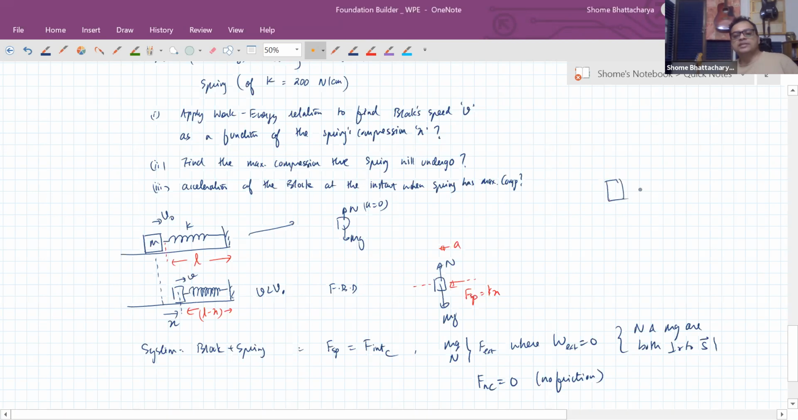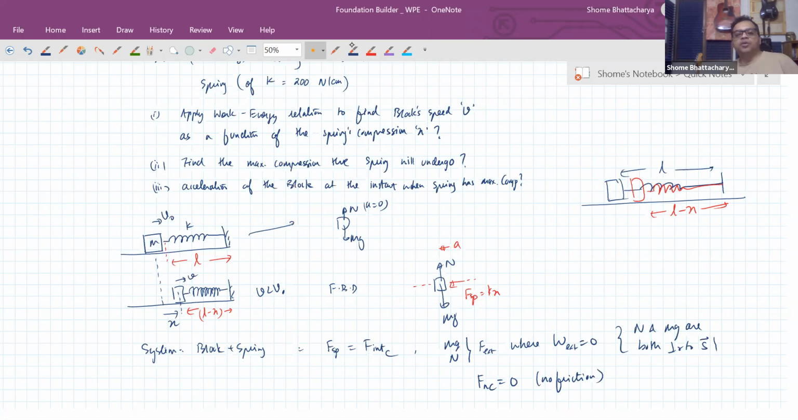See, this was the natural length position when the block was just about touching the spring. So from here, if the block has moved up to here, the spring has got compressed by that much only. Now this has become L minus x, because this was originally L. Understood?